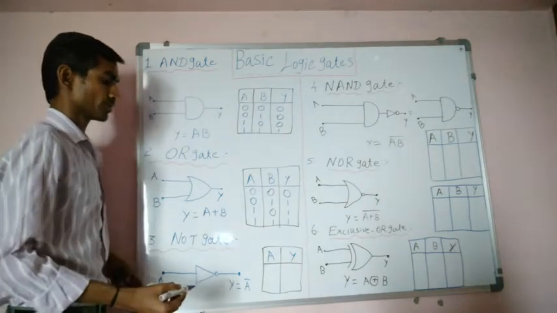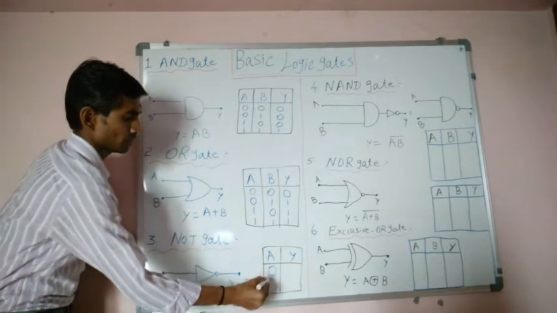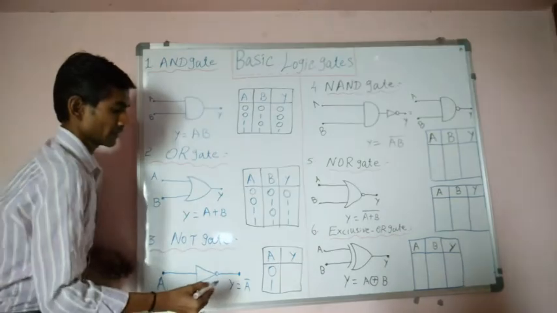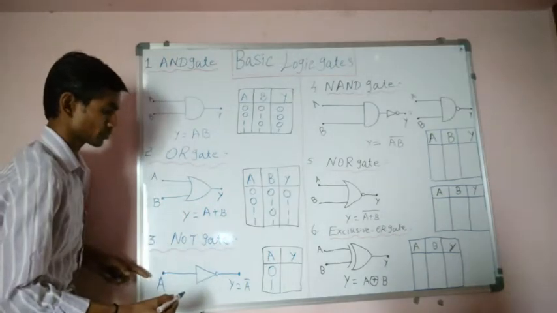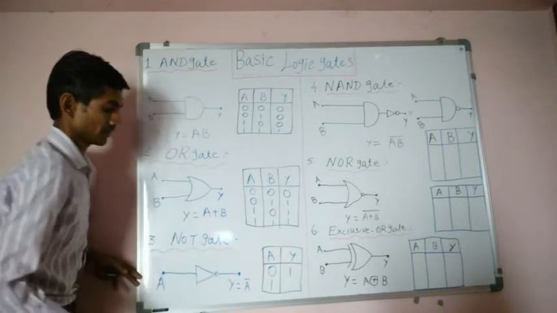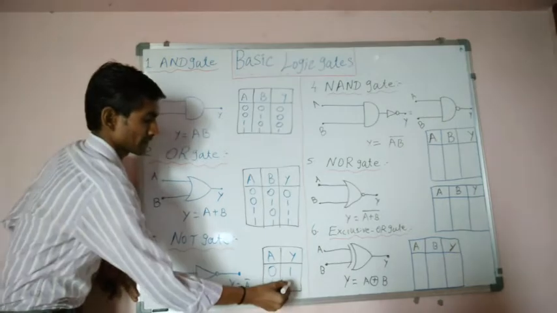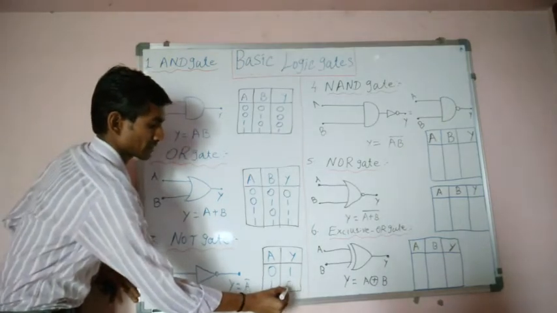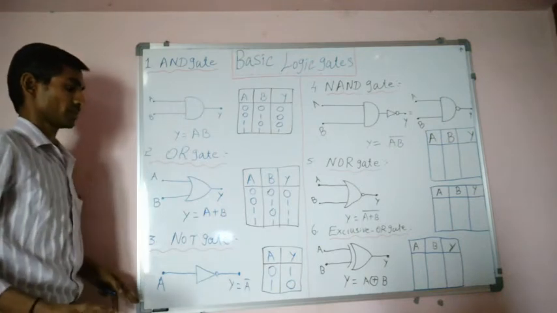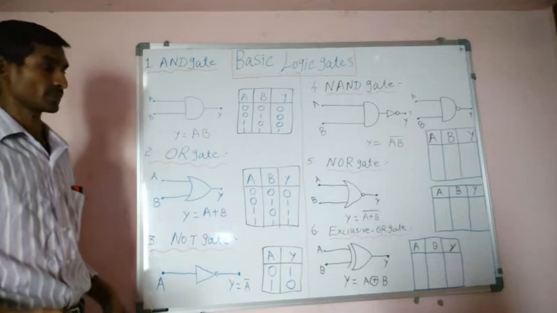Here we are going to give a single input, 0, 1. There are only two possibilities. If we give 0, we will get 1. If we give 1, we will get the value 0. This is the complement of the input variable.